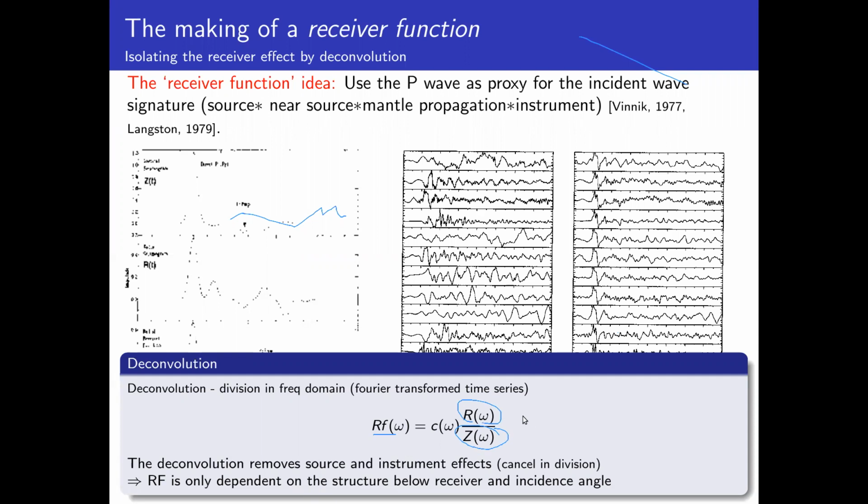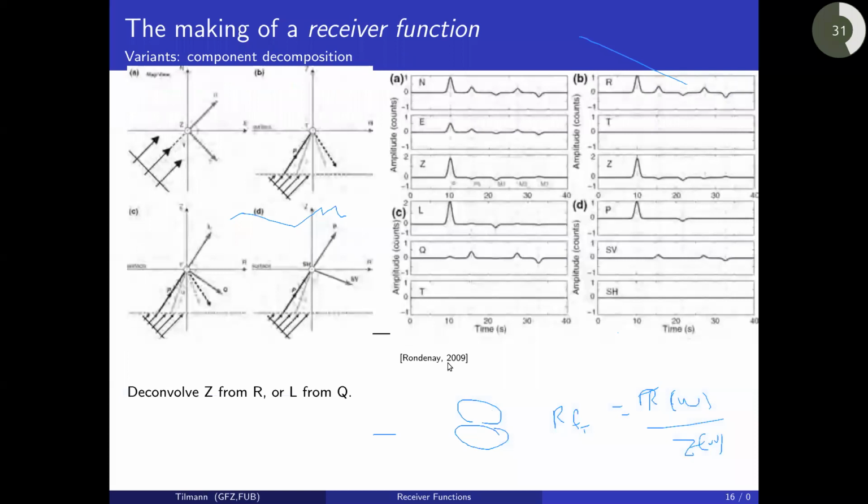This is what we call the radial receiver functions. We can do also the same for the transverse: a deconvolution of the vertical component from the transverse component waveform. What is done here is a Fourier transform. You transform the time series into frequency, and then the deconvolution is just a division, because convolution is a multiplication. So deconvolution is just division. This is just signal processing.